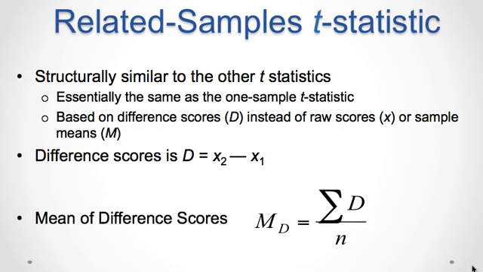Our analyses will be based on these difference scores, ignoring before and after data or paired scores. We calculate a mean of difference scores by adding the difference scores and dividing by n, where n represents the number of difference scores.